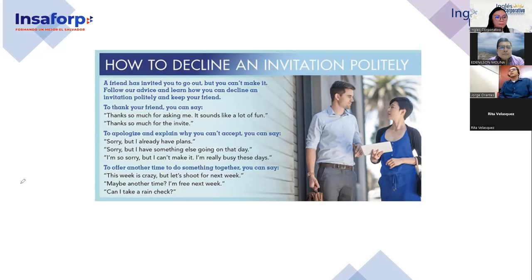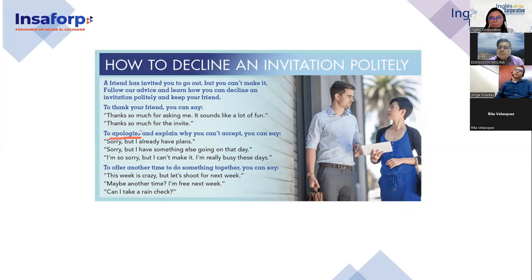To apologize and explain why you can't accept, you can say. Okay, what are the examples? Sorry, but I already have plans. Sorry, but I have something else going on that day. I'm so sorry, but I can't make it. I am really busy these days. Okay, to apologize. Repitamos.